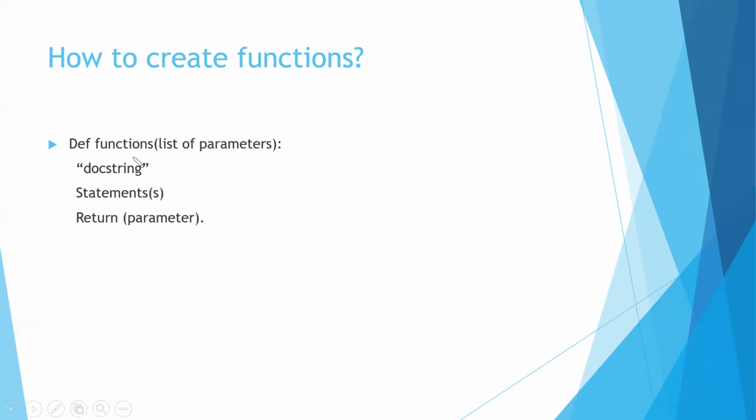How to create a function? So this is the syntax. def is a keyword you have to use, followed by a function name, a list of parameters you want to pass, and a docstring, which is an optional string to tell what the function is doing. Then you write the statements, and if you want to return anything, you can return.